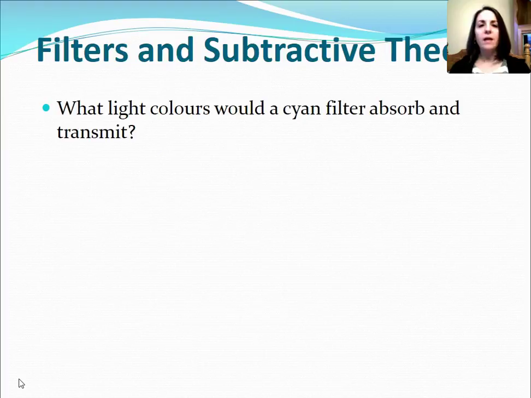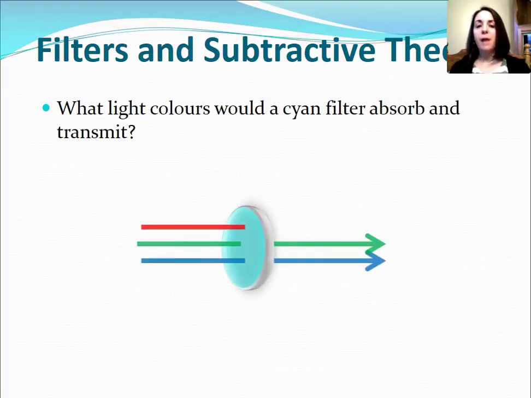So what light colors do you think a cyan filter would absorb, and what colors would it transmit? So it would appear to be cyan in color, and so the light would appear to be cyan. So for that to happen, red would have to be absorbed, and blue and green would have to be allowed to transmit through, as those would combine to produce cyan.